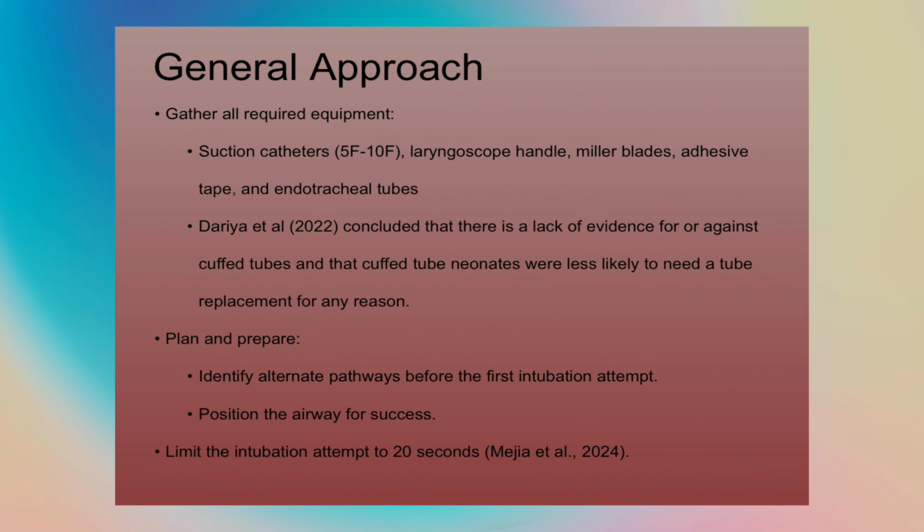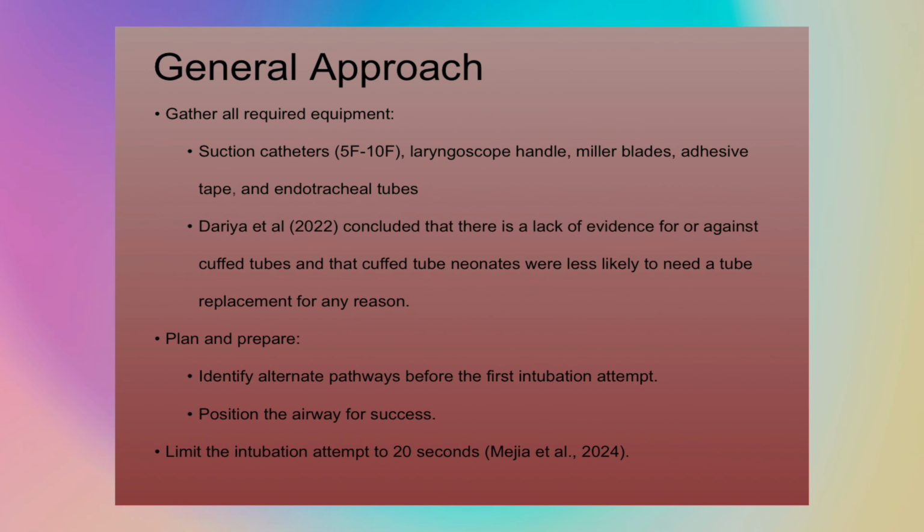The general approach to intubation really begins by gathering all of the equipment that you may need to successfully intubate a neonatal patient. That would include suction catheters, sizes 5 French up to 10 French, ensuring that you have the suction unit set to the lowest possible pressure that's needed, likely around 100 millimeters of mercury. Miller blades. Your Miller ET blades are going to be more effective with intubating a pediatric patient due to their anatomy. And we'll discuss that a little bit more as we get into the actual procedure of intubation. Adhesive tape to secure the tube, and your endotracheal tubes.